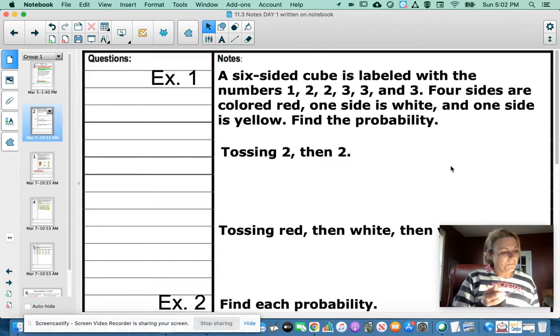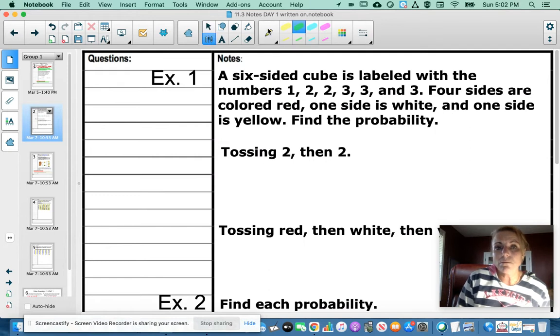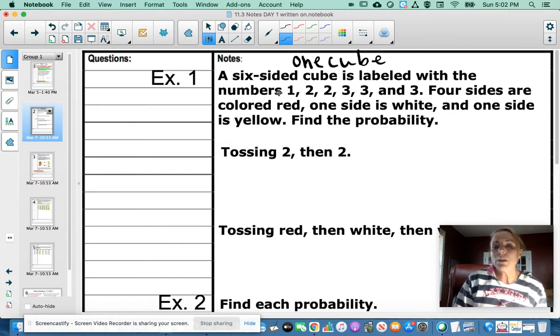Example 1. We have a 6-sided cube. Notice, that's not more than one cube, it's one. We have one cube. When we have 1 versus 2, it's going to make a difference. It's labeled with numbers 1, 2, 2, 3, 3, and 3. 4 sides are colored red, one side is white, and one side is yellow. Find the probability of tossing a 2, and then a 2 again.